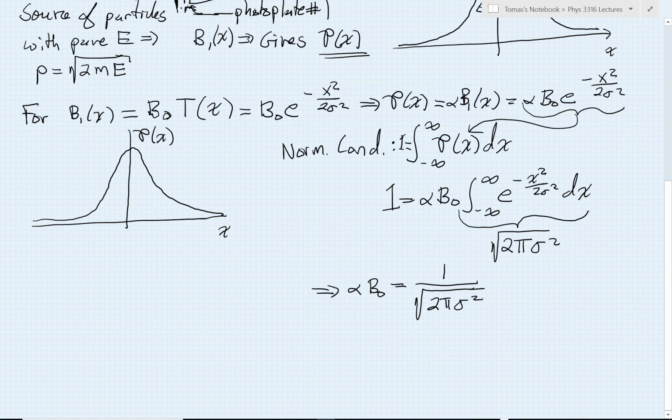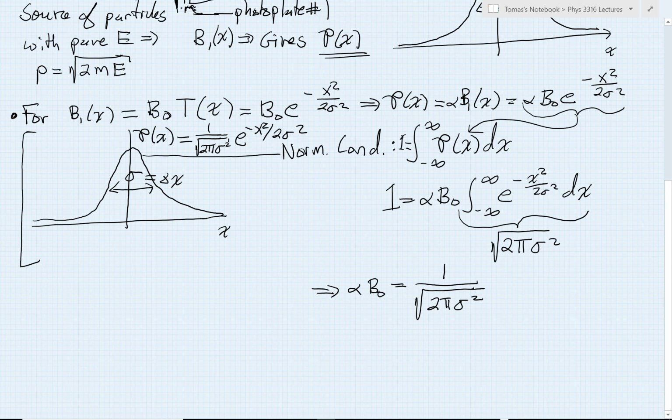P of x then is going to equal alpha B0 times my Gaussian, and alpha B0 has this value, so it's 1 over the square root of 2 pi sigma squared, with sigma squared inside my square root, times e to the minus x squared divided by 2 sigma squared. And that then is my probability distribution in position, which will have a standard deviation of sigma, which is another way of saying the Heisenberg uncertainty in x, delta x. Terrific. So that has determined for me everything I need to know about the probability distribution of these particles along the x-axis.